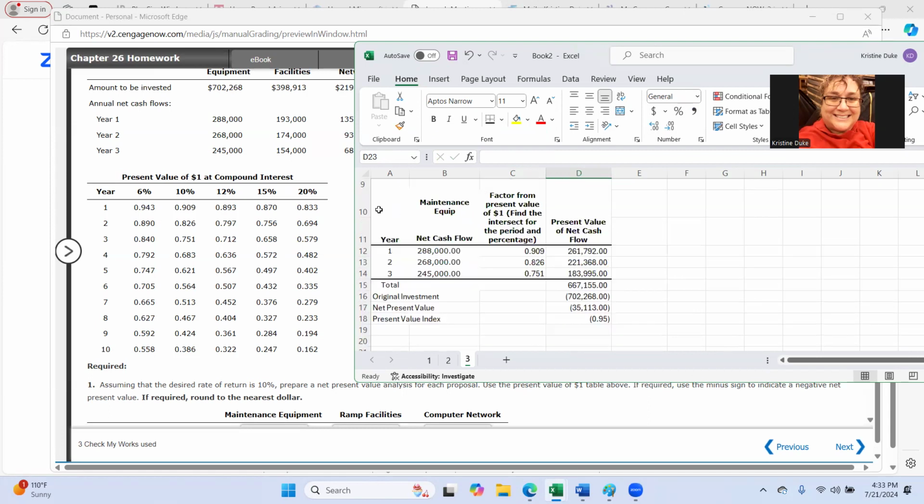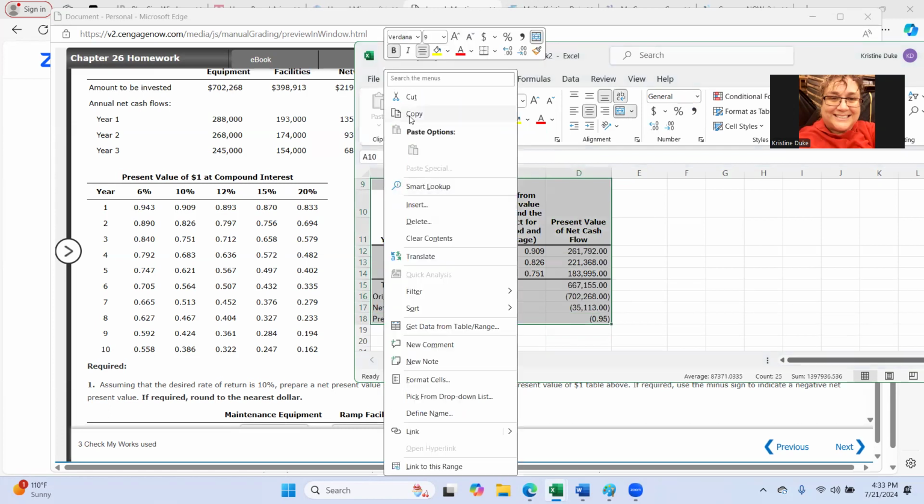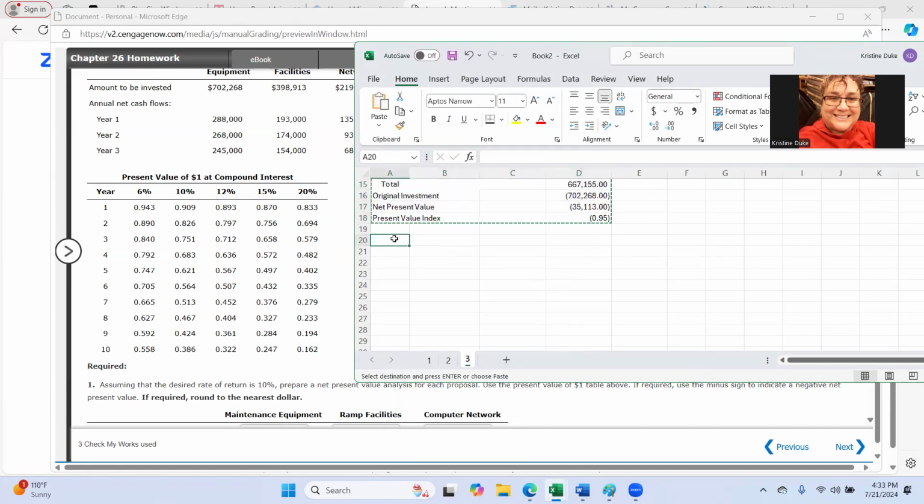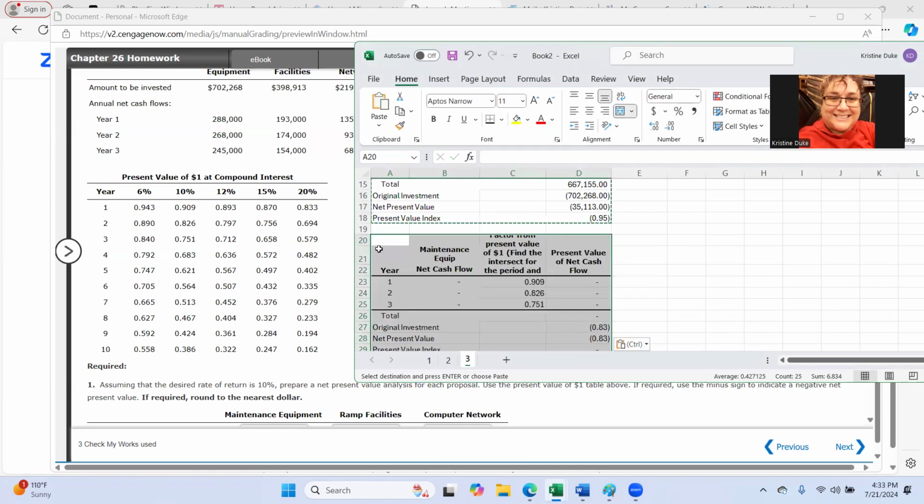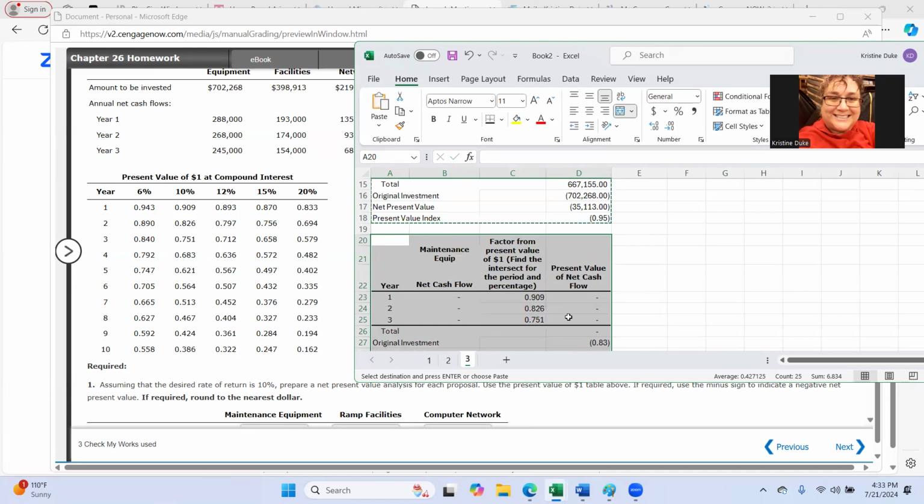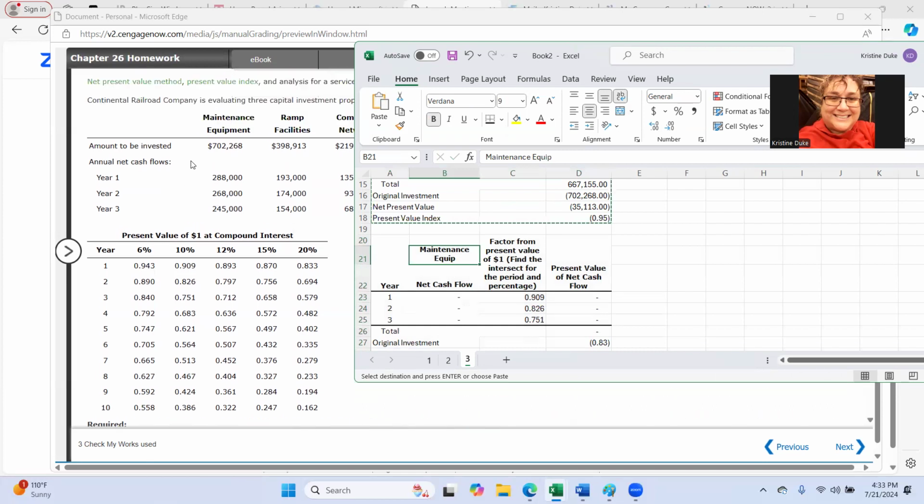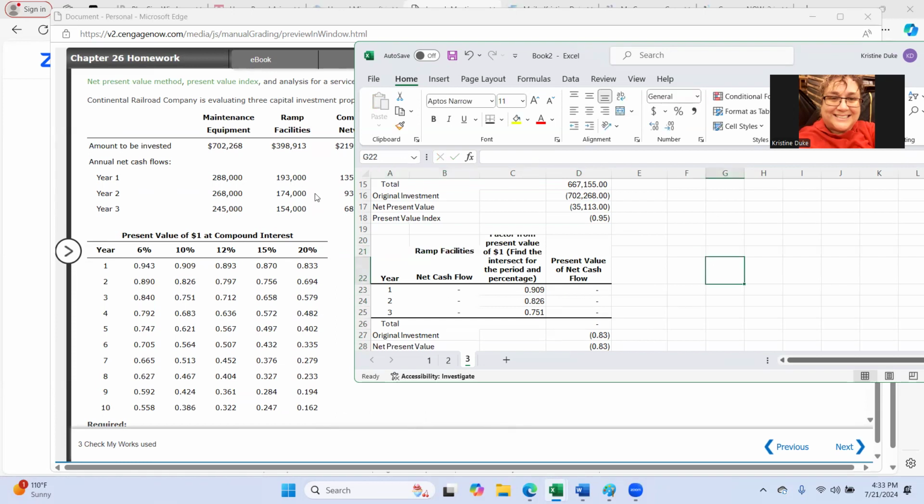Okay, so let's grab this again. We're going to do this for the next two. The only thing that really can stay the same is these formulas right here, and I need to bring that down so you guys can see it. I need to change it to ramp facilities. Okay, there we go. And so we got 193.